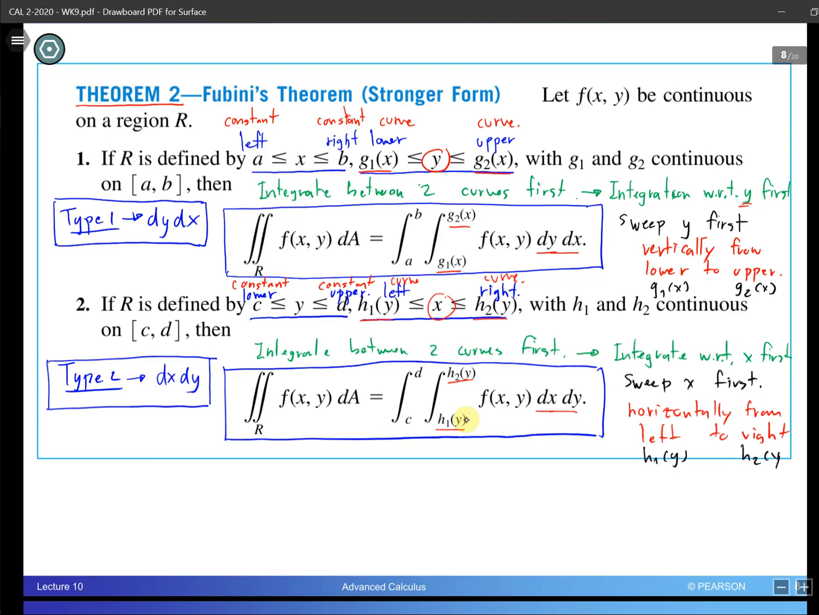Now we have one question about these four functions that we have right here: g1x, g2x, h1y, and h2y. The question is, can we assign a constant to them?